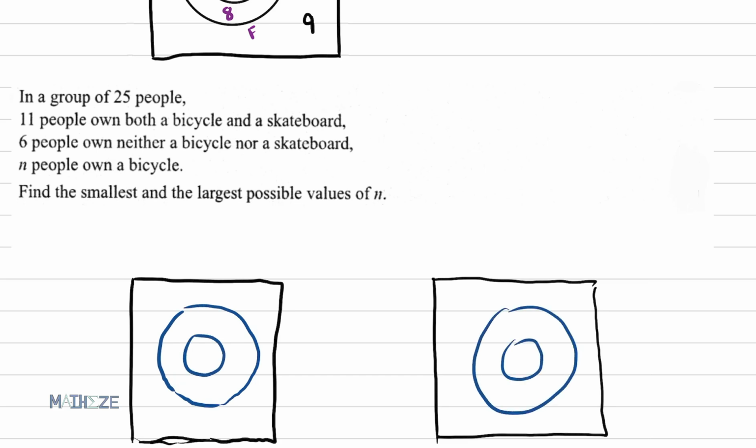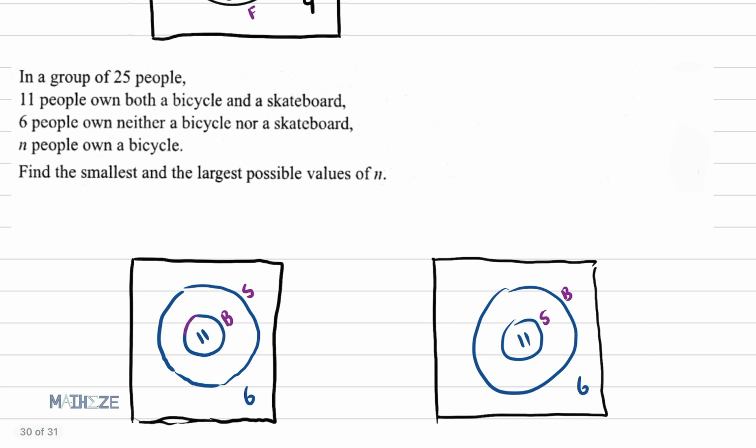Now the question told us that 11 people own both a bicycle and a skateboard. So in the middle, it's going to be 11. 6 people own neither a bicycle nor a skateboard, so 6 will come outside. Now, do you know that the number of people owning a bicycle were less than skateboard or more? You don't know that. So there is a possibility that this can be bicycle, this can be skateboard, or this can be skateboard, this can be bicycle. If this is bicycle, that means the number of people who own a bicycle will be 11. This is the smallest value.